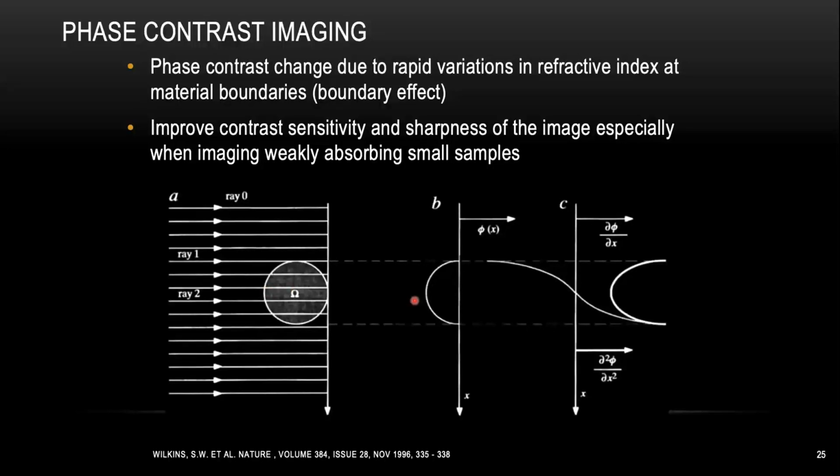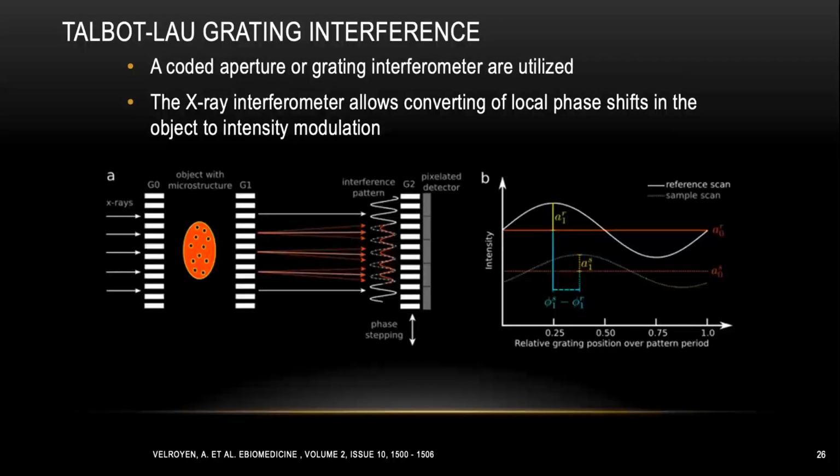But if you do some differentiation, now we are getting the phase gradient in the x direction. And by doing the second derivative, you can see the maximum shows up only on the boundary of your sample. And that's why phase contrast imaging is able to help you improve your contrast, especially on the boundary of your sample. There are two ways you can do phase contrast imaging.